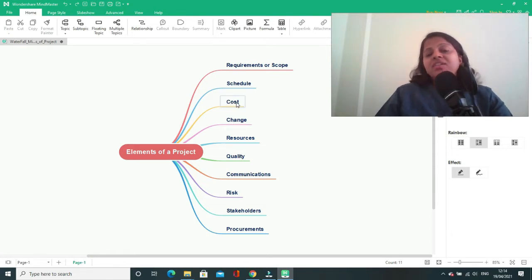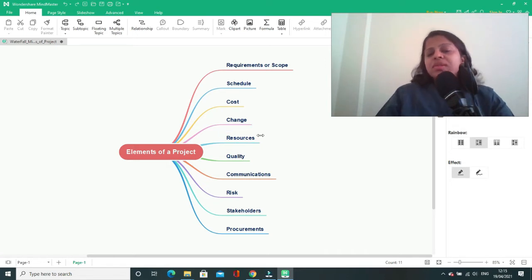You also need to manage the cost. Cost would involve cost of resources, cost of execution, cost of machinery, cost of raw materials, and initially you might have to estimate the cost, and you have to manage cost throughout your project. You have to manage change also, like if your customer or any stakeholder is coming up with any change in your project, you will have to understand what change process you need to follow so as to incorporate those changes once those changes get approved.